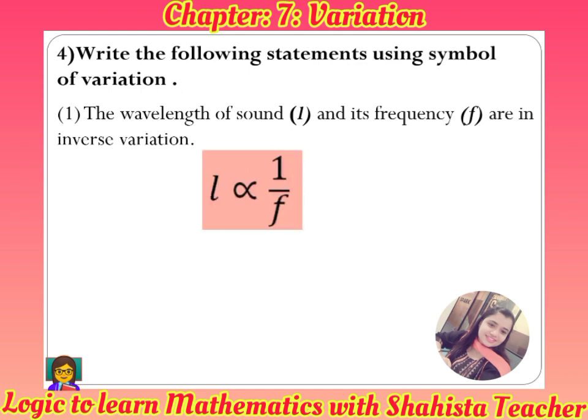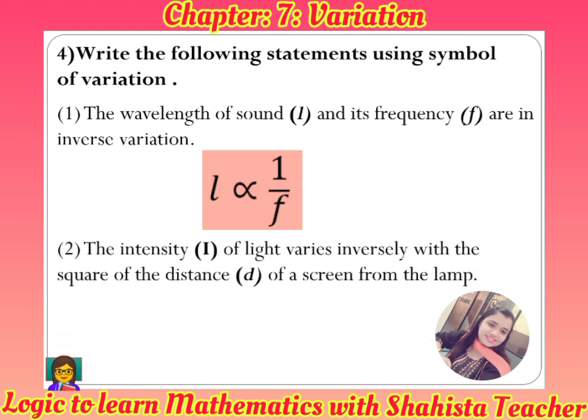Now we have to represent our answer like this: L inversely varies 1 upon f. Because this is the variation where they inversely vary. The wavelength of sound is L and the frequency is f. So here we have to show inverse variation. So L inversely varies 1 upon f.